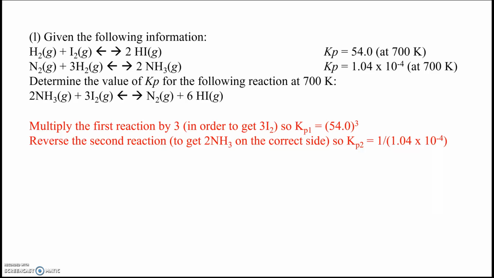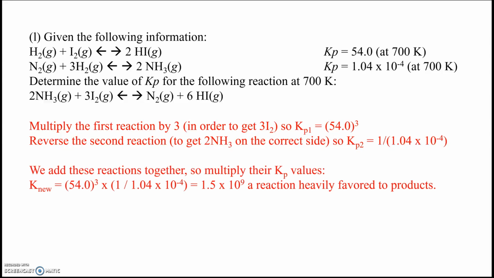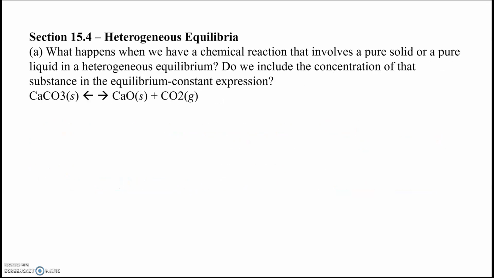And I need to reverse the second reaction to get the 2NH3 on the correct side of the reaction. So that makes my Kp equal to the inverse of 1.04 times 10 to the minus fourth. When we add these reactions together, we multiply their Kp values. So when I multiply 54.0 cubed times the inverse of 1.04 times 10 to the minus fourth, I get 1.5 times 10 to the ninth. Well, this is a very large K value, so our reaction is heavily favored to products.